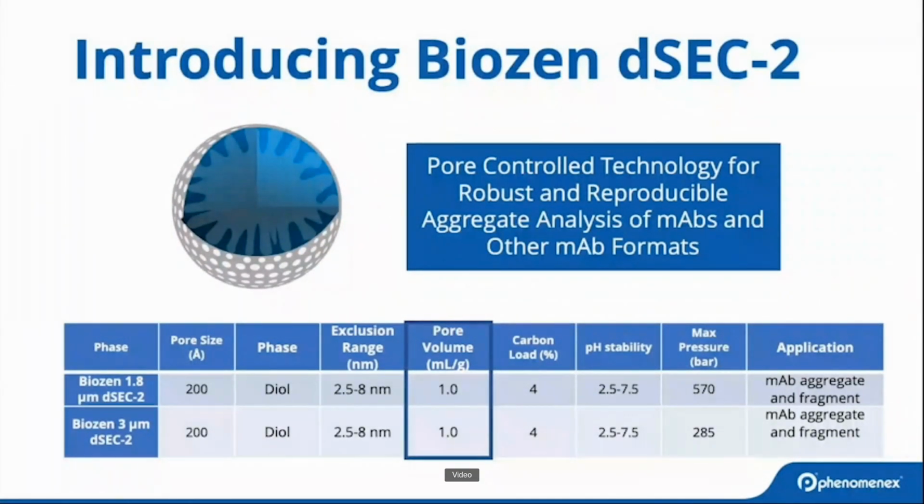And what differentiates the Biozen DSEC2 is that, with regards to the pore volume, it has this remarkably small pore volume at 1 ml per gram. Now, other size exclusion columns typically exceed 1.2 ml per gram, and common ranges are between 1.4 and 1.6. Without context, this doesn't seem like too significant of a difference, but when we look at a comparison of the DSEC2 with traditional size exclusion columns, it really helps to demonstrate the difference that this smaller pore volume has.